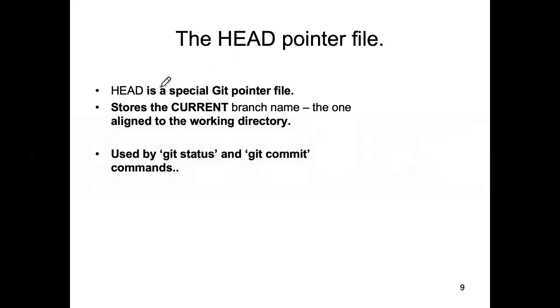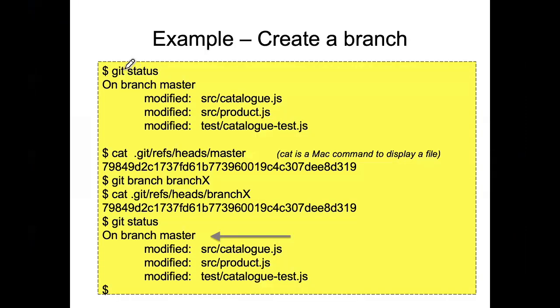And it's this head file that is actually what allows Git to work out which branch your working directory is currently aligned with. It essentially looks for this head file, and that gives it the answer. So when we type the git status command, which we've seen a couple of times already, if I just go back to this one, when I type the git status command, what Git does is it digs out the head file within the repository, and that allows it to make this statement here.